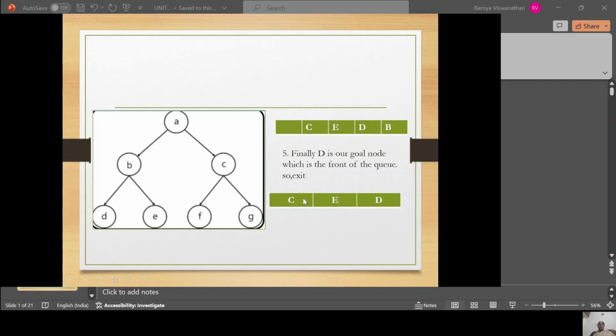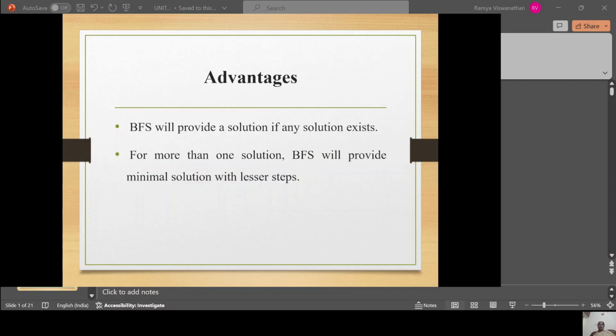This is called breadth first search. It must start from the root node. It will reach the goal node through successor elements. This is called BFS.